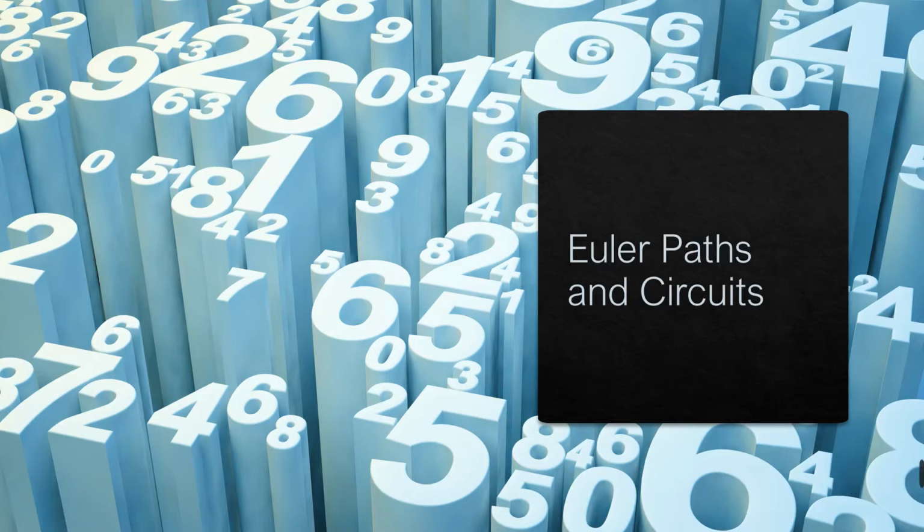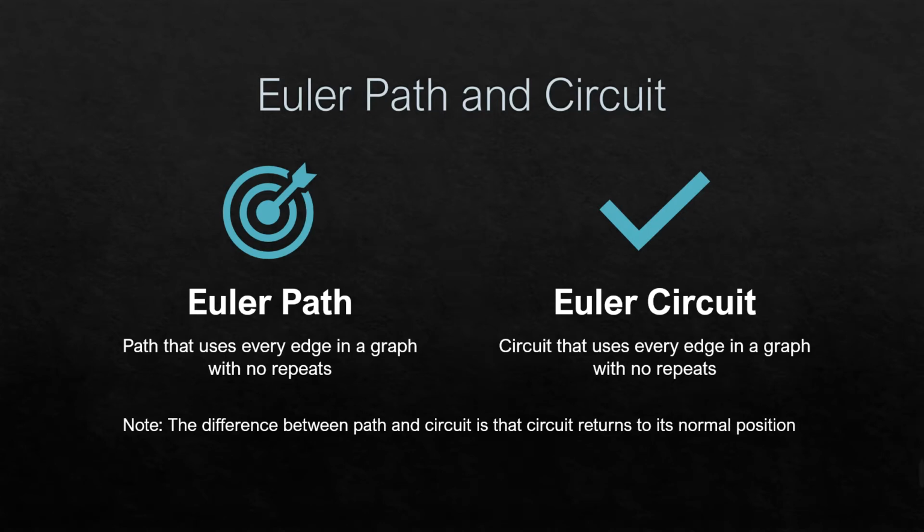Tonight we will be discussing Euler paths and Euler circuits. So what are Euler paths and Euler circuits? An Euler path is a path that uses every edge in a graph with no repeats. An Euler circuit is a circuit that uses every edge in a graph with no repeats.